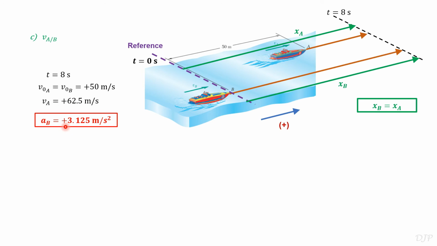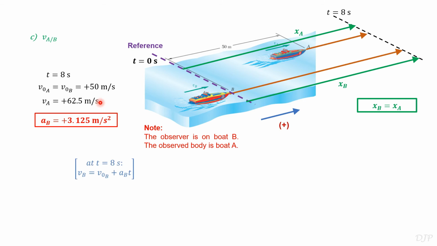Since we are required to solve for the relative velocity, we have to take note that for this problem, the observer is on boat B and the observed body is boat A. If you can recall, we can simply write the equation for v sub a over b by following the pattern of the subscript, and that is equal to v sub a minus v sub b. The value of v sub a is already known, so we need to find first the value of v sub b.